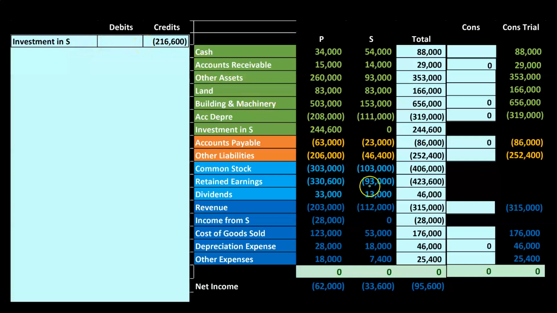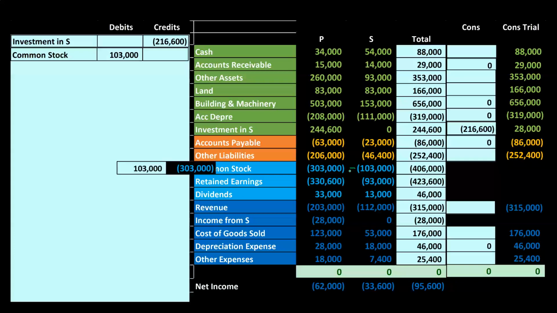So then I'm going to go to the equity section, which is the other key component. I'm going to say, all right, here's the common stock for S. I've got to remove that. So there's the calculation here. So there's the common stock for S. It's a credit. We're going to debit it then for the 103. So if we record that out, we've got the 303 plus the 103 is the 406, minus the 103 gives us back to P, the 303.